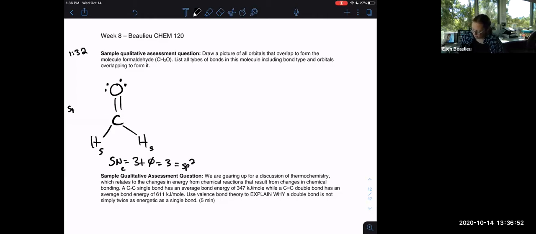For oxygen, I have 1 atom attached. I have 2 lone pairs. So I also have a steric number of 3. And so oxygen is also going to be sp2 hybridized. sp2 meaning I need 3 hybrid orbitals. 1 s orbital is going into that mixer. 2 p orbitals are going into that mixer. And on the other side, I get 3 sp2 orbitals.